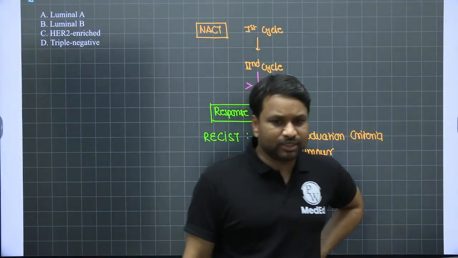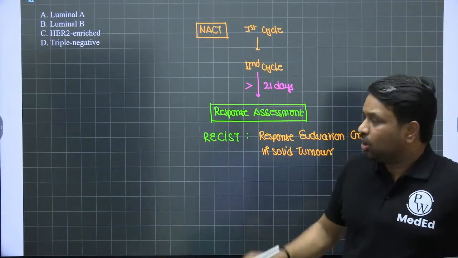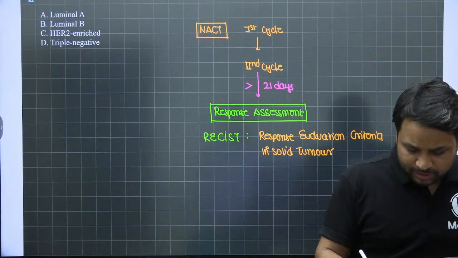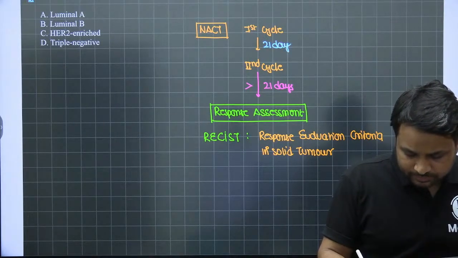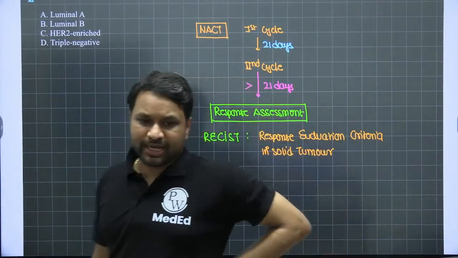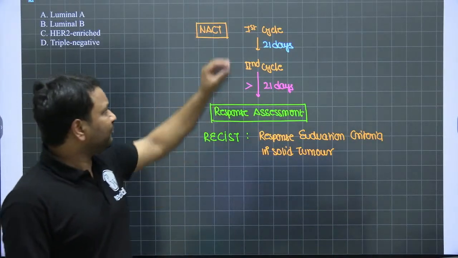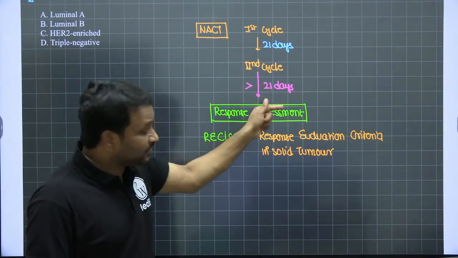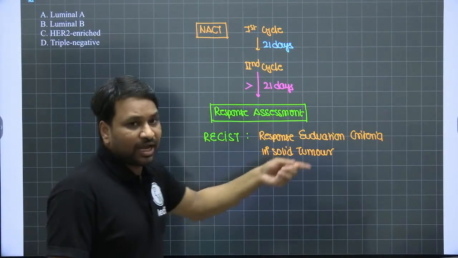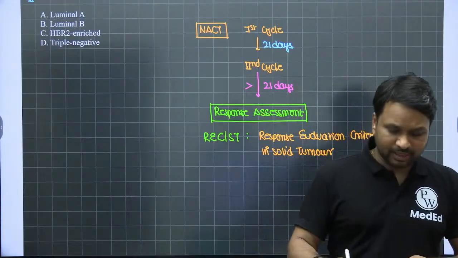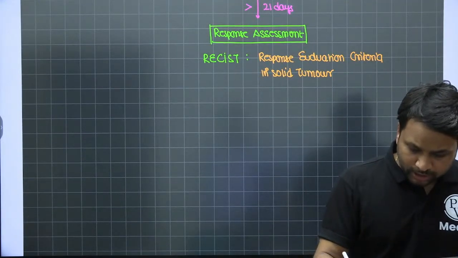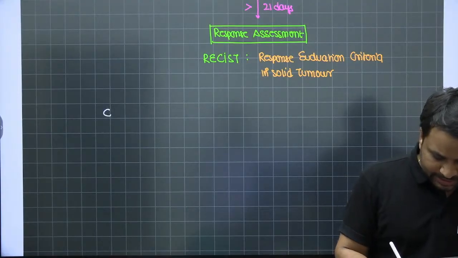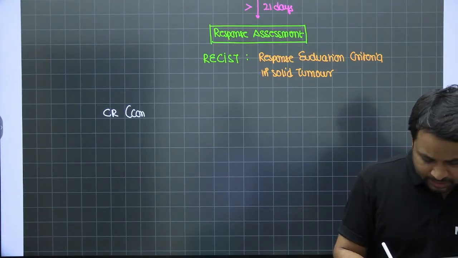Before the 3rd cycle, absolutely correct. Another interesting thing is that the time period between 2 cycles is going to be 21 days. So I finished the 1st cycle, wait for 21 days, give the 2nd cycle, wait for another 21 days. I should have given the 3rd cycle, but before giving it, I will go for response assessment. Now, what are the responses that we have? Something called CR, that means complete response.